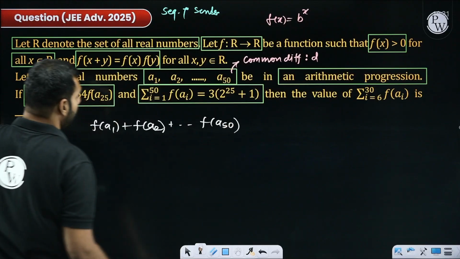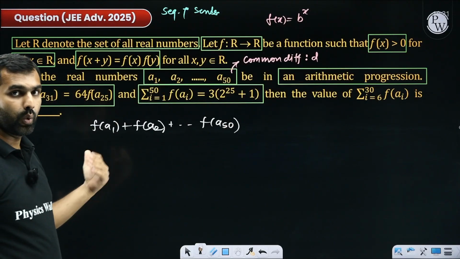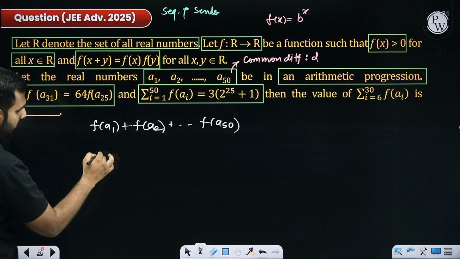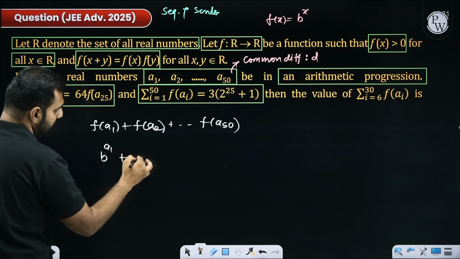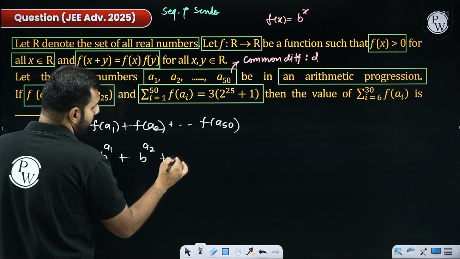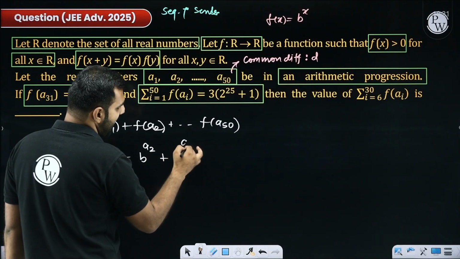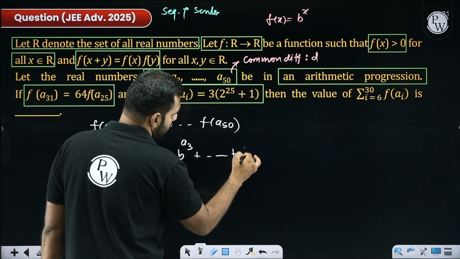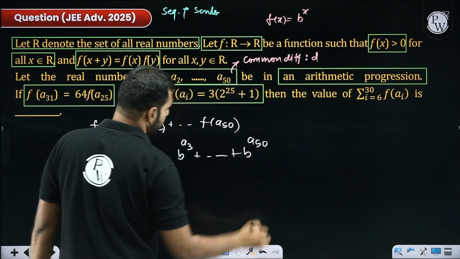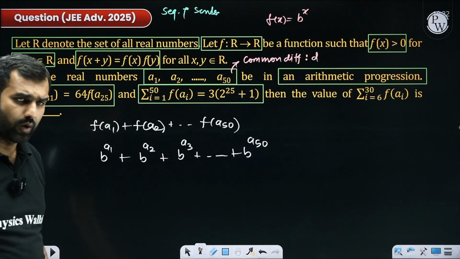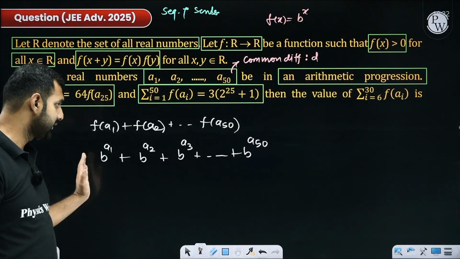I hope now something must be there. What is f of a1? Sir, f of a1 will be b to the power a1, f of a2 will be b to the power a2, f of a3 will be b to the power a3, and so on until f of a50, which is b to the power a50. Yes or no, everyone? Now, this is exactly what I'm telling you, that this is a GP.